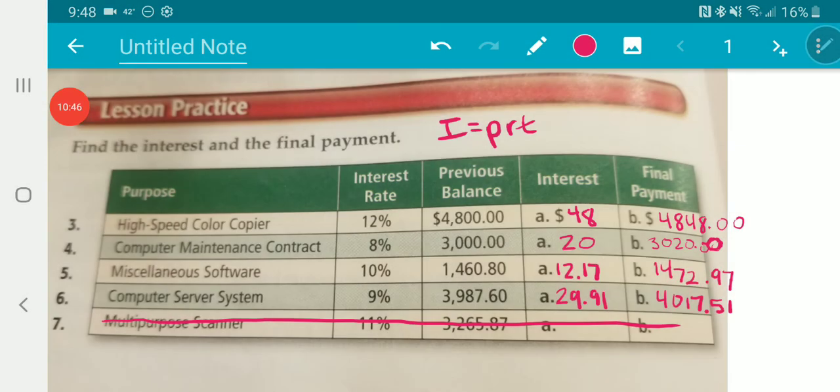So there we have our interest payments and our final payments for number 5 and 6. Pause the video if you need to check your answers.